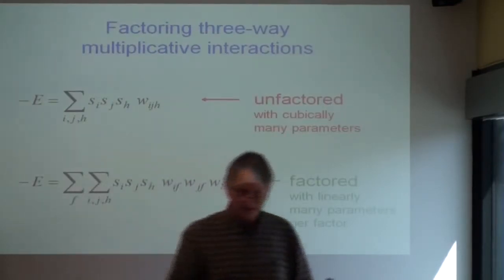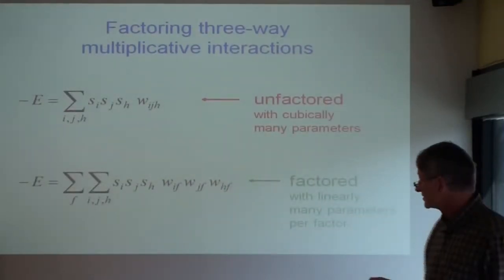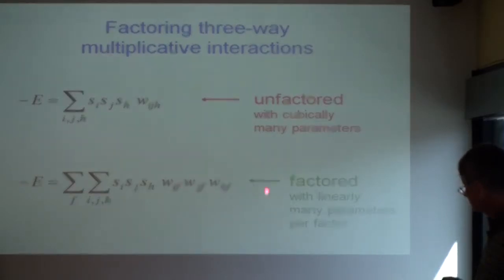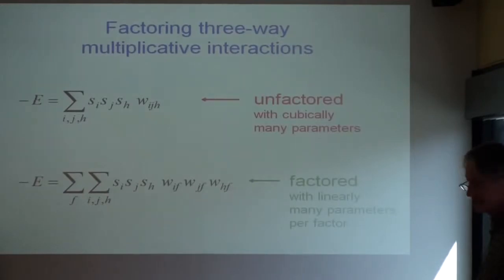Now what we're going to do is take that basic model and factorize it. I've got these three-way weights, and I've got too many of them. So I'm going to represent each three-way weight as the product of three two-way things. I'm going to introduce these factors, and each factor is going to have this many parameters, which is just a linear number of parameters per factor. If I have about n factors, I end up with only n squared of these weights.